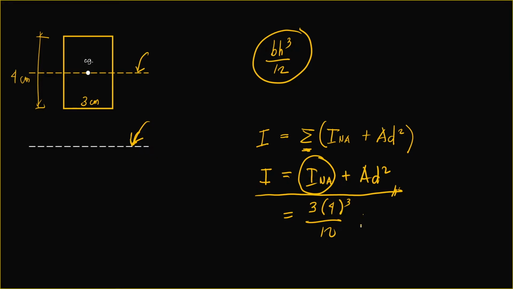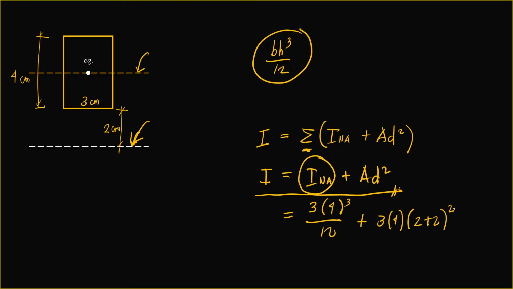Plus the area. The area is 4 times 3, or 3 times 4, multiplied by D squared. D is the distance from the centroid. I haven't defined it yet. Say, for example, this distance from the bottom of the shape is 2 centimeters. Take note, D is the distance from the centroid to the axis where you are getting the moment of inertia. So your D here should be 2 plus 2, and then 2 plus 2 raised to 2.